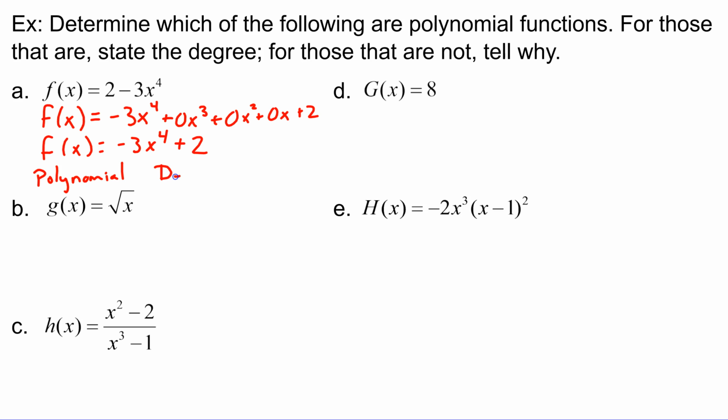Its degree is the highest power that x is taking on. So here we actually only have one power of x, and its highest power is 4. So we would say this is a 4th degree polynomial. Our leading term would be that negative 3x to the fourth. Our leading coefficient would be negative 3.